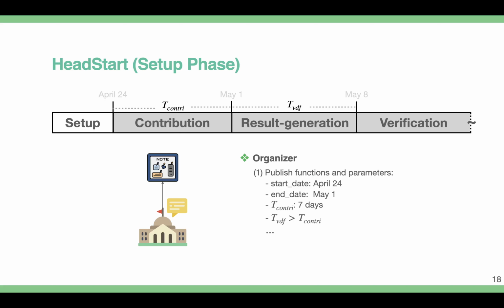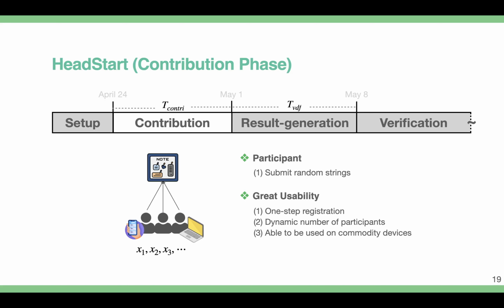In the setup phase, the organizer first initializes all the parameters and functions required in HeadStart, and then publishes all the settings on the bulletin board, such as the start and the end dates of the event, so that the public can know exactly what time they can join the protocol, and when the results should be published. The contribution phase is also the time when participants can register for the event.